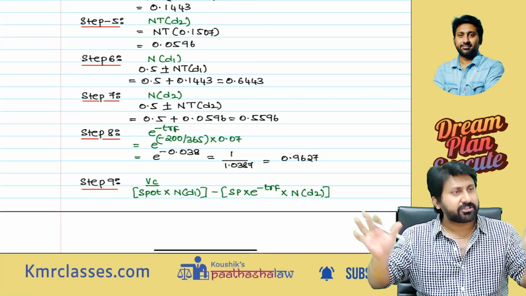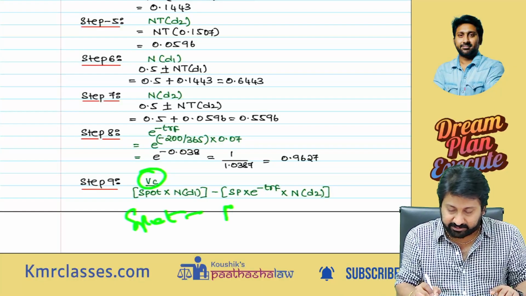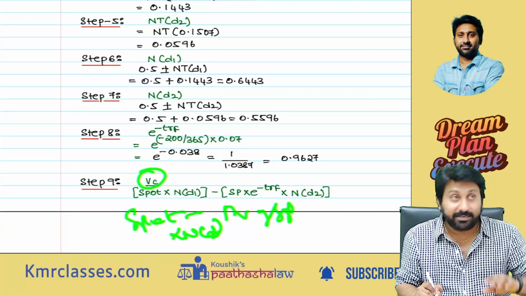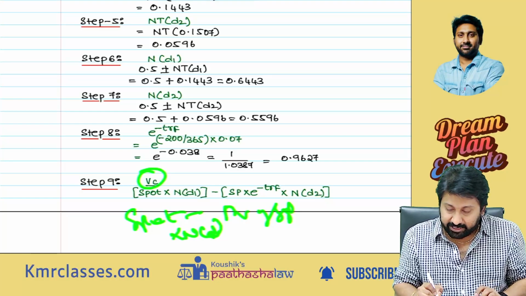Apply the 9 steps. That's all. You will get the value of a call. This call value understood. Normally call value is spot price minus present value of strike price. Spot into N(d1) you add here. Add means don't add. Add means an additional point is coming. Multiply. Okay. PV of SP means what?